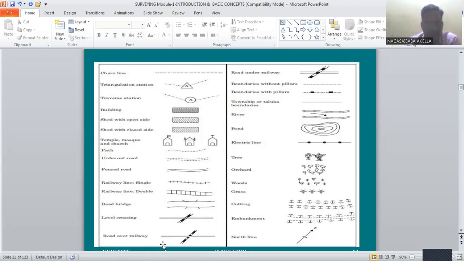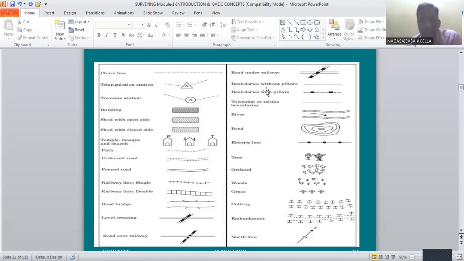Next, road over railway. See here, the railway track is going at the bottom and at the top the road is going on. So this you can see at Modali flyover. Okay. Next, road under railway. So the road is going at the bottom, and the railway track is going at the top.